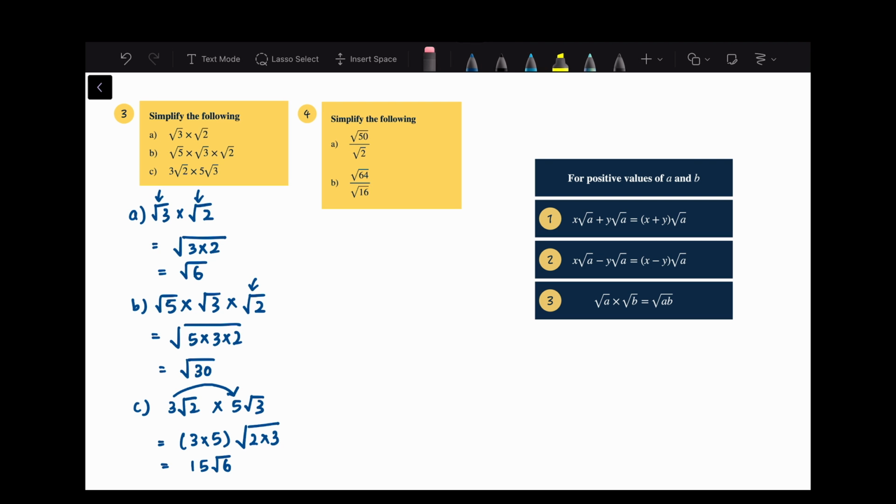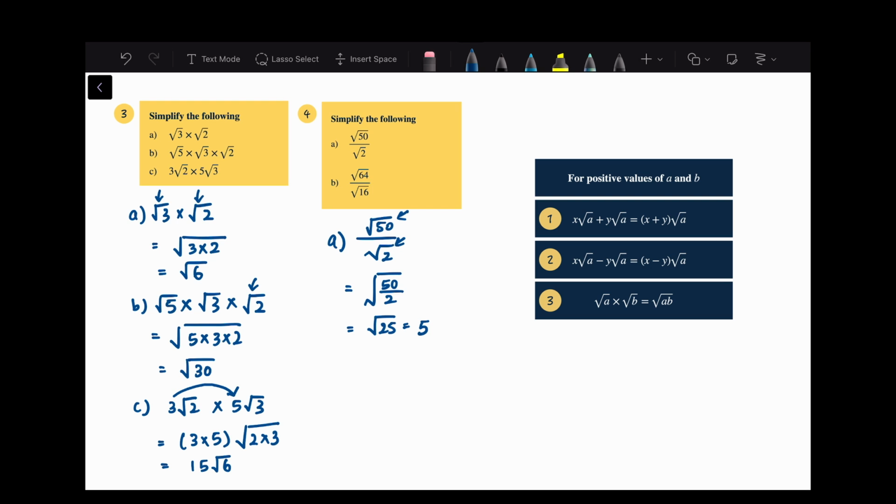Now the 4th operation is the division operation. Usually for surds, this operation is written in the form of a fraction, such as this. We have square root 50 divided by square root 2. All we need to do is to ensure, first of all, that the roots are the same. This is a square root divided by a square root, and we can house them under the same square root, which is 50 divided by 2. This gives us square root 25, which gives us 5.